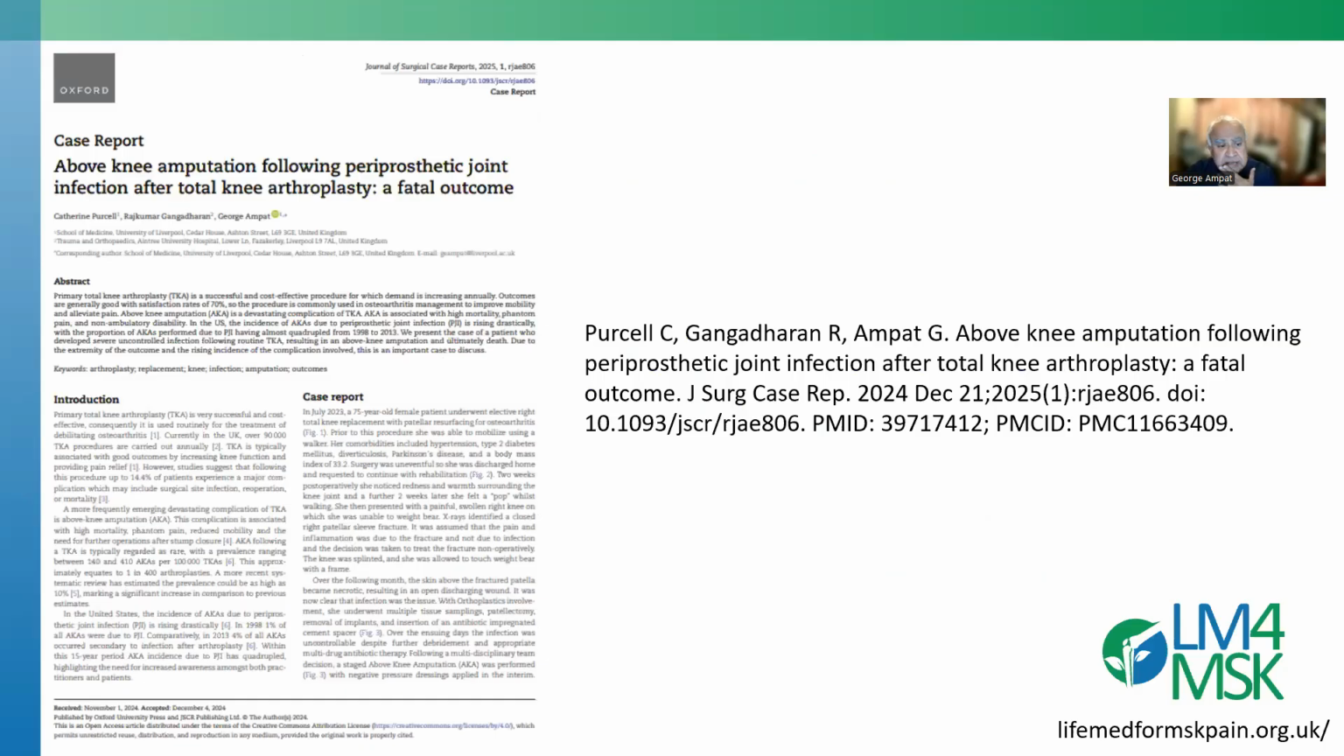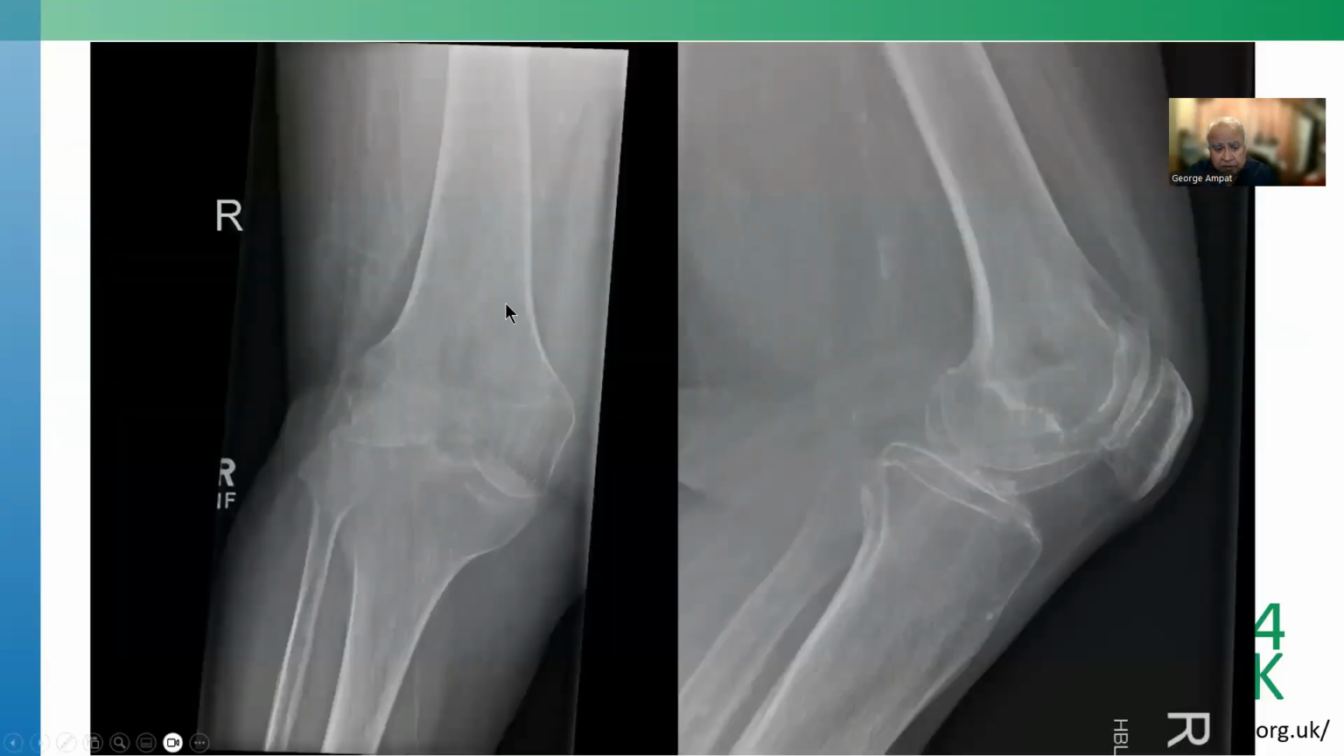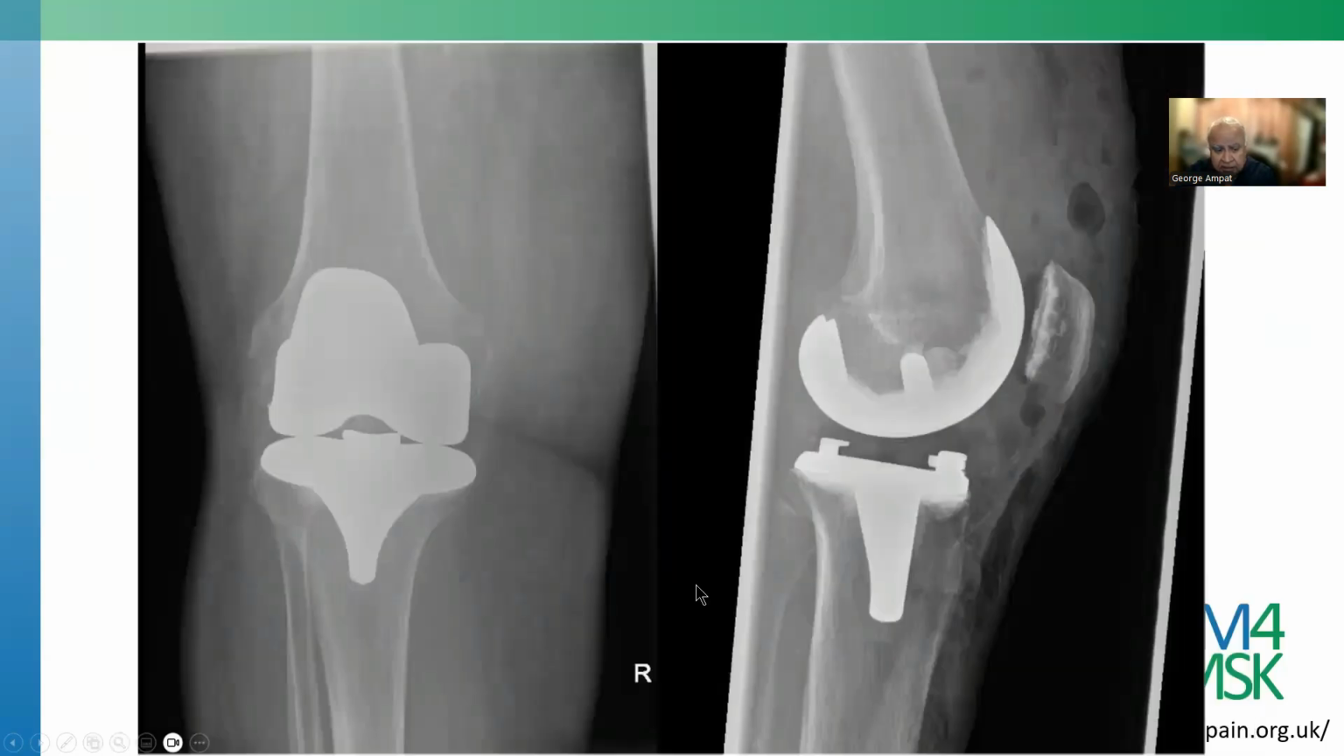We published this article maybe a year ago. This is a sad story. She underwent a total knee replacement. You can see her preoperative x-rays. There is some arthritis, not significant, but she was not given any prehab, not given any exercises. They decided to do a total knee replacement. You can see the implant on the lower end of the femur, the implant on the top end of the tibia, and a plastic spacer, and an implant on the patella.